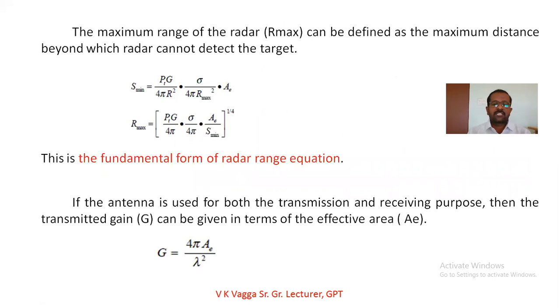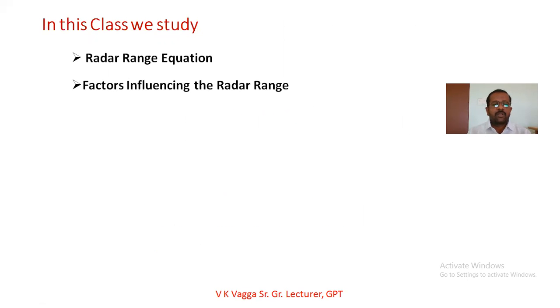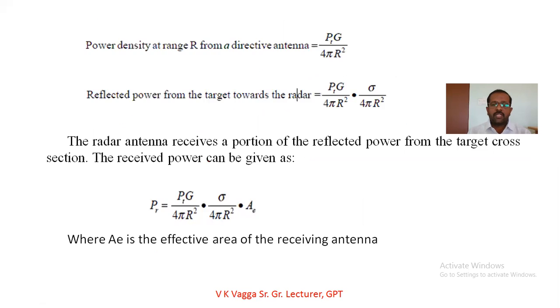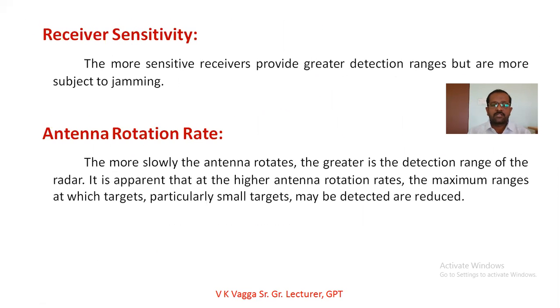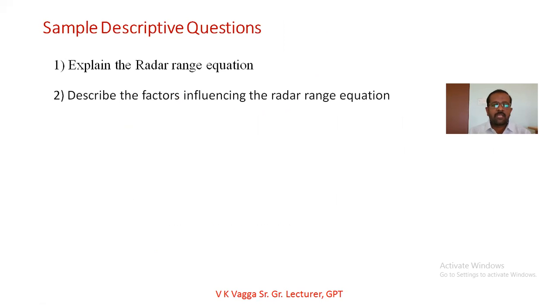Understood? Okay, in this class I have explained the radar range equation and the factors influencing the radar range equation. The possible questions on this concept: he may ask you to explain the radar range equation, so the derivation is to be done, or he may ask you to describe the factors influencing the radar range. So these are the possible questions.